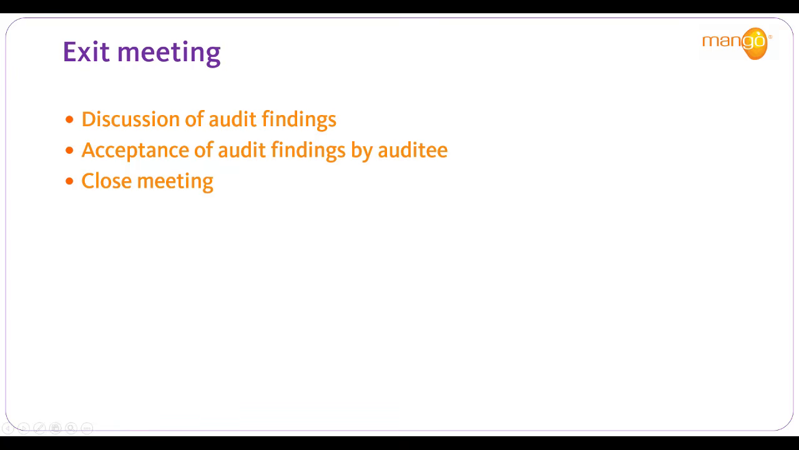Next up, once you've done all of that and you've recorded all your non-conformances, discuss all of those findings in an exit meeting. So sit down with the auditee and maybe their supervisors or managers and discuss any of those findings, and make sure you get acceptance from the auditee of those audit findings. There's nothing worse than turning up later and finding a non-conformance that you knew nothing about. So make sure that you get acceptance, and then close the meeting so that everybody knows that that particular audit is now completed.